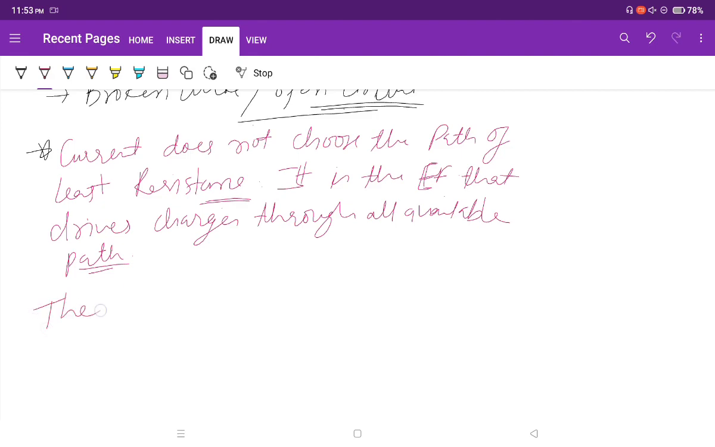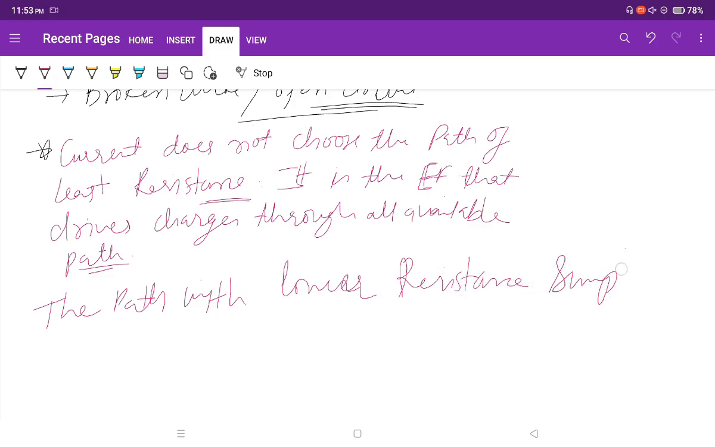The path with lower resistance simply carries more current as per Ohm's law.